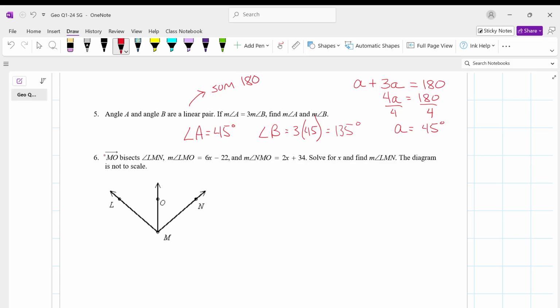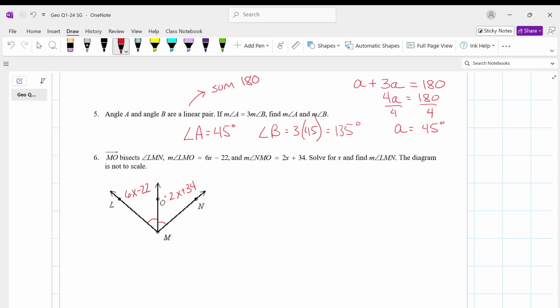All right, problem number 6. MO bisects LMN. So MO, this ray in the middle, bisects the big angle. So we've got 2 congruent angles. The 2 small angles are congruent. LMO, 6x minus 22. NMO, 2x plus 34. Solve for x and LMN.